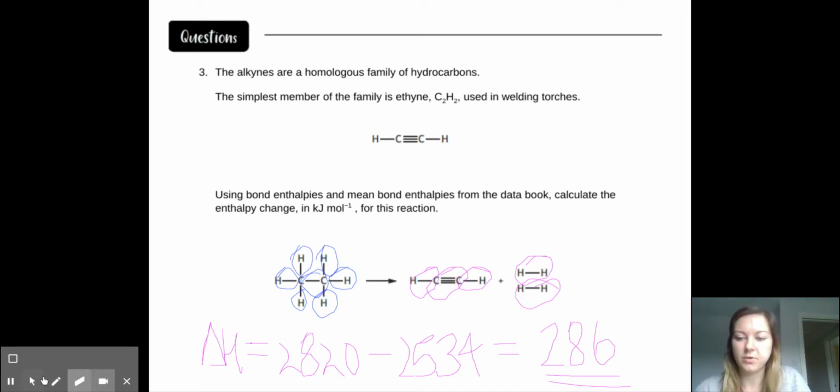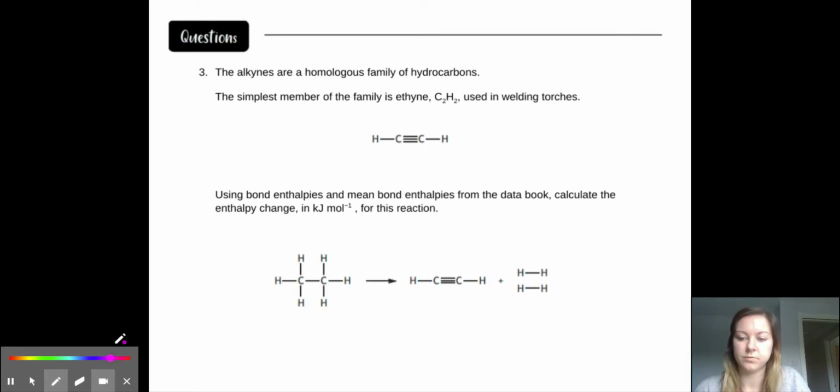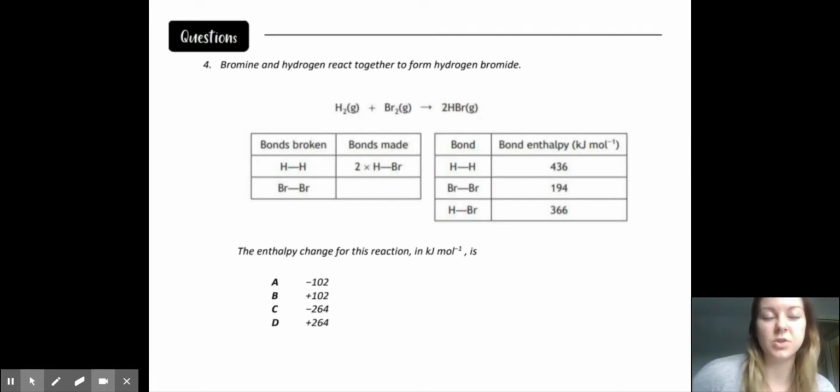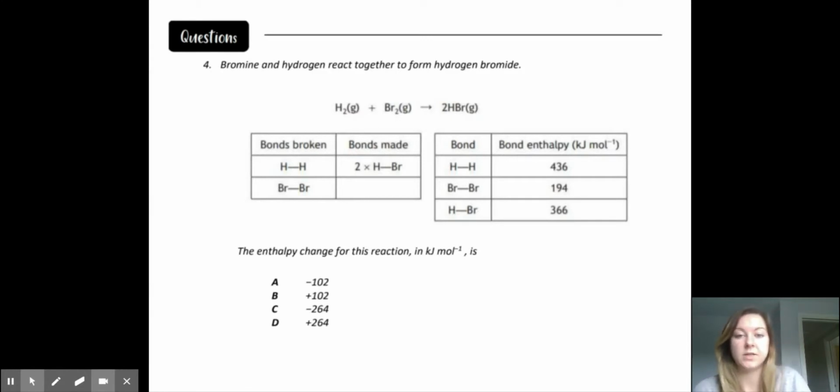Let's try another example. This is another multiple choice question. You'll find that in the multiple choice questions, they usually do give you the bond enthalpies, so it just makes the process a little bit quicker so that you don't have to go and look them up all the time. So we have H2 and Br2 on the left and 2 HBr on the right. Now these are quite simple structural formulas. We know that a hydrogen molecule looks like this, a bromine molecule looks like this, and we have an HBr that looks like that. So our bonds broken are these two here.